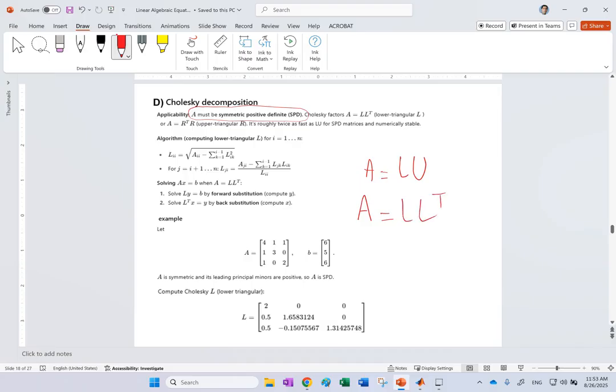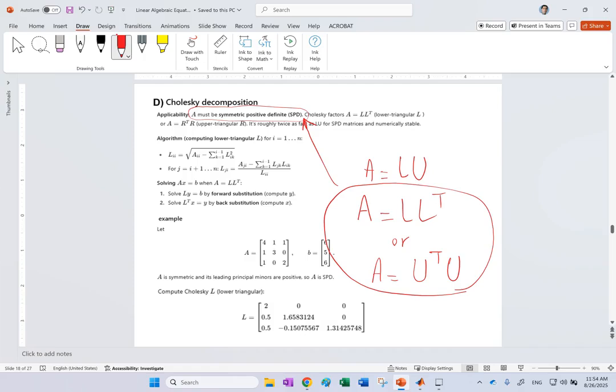What's good about it is you don't need to find two matrices, you just need to find one matrix and the transpose of that. Or A can be written as an upper triangular transpose times upper. Here I used R, but you can use U. So either of these is valid as long as your matrix is what? Basically symmetric positive definite. Symmetric positive definite.